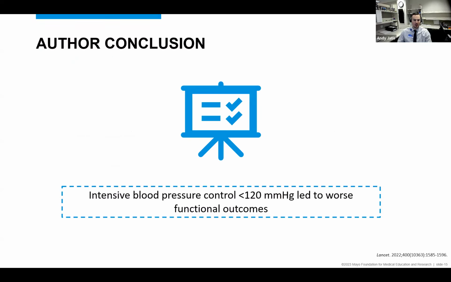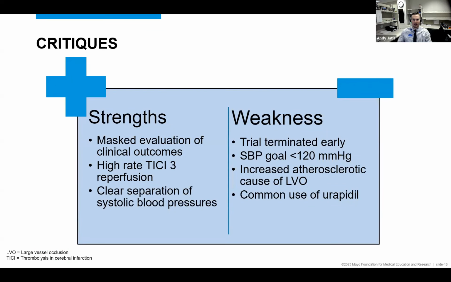Looking at the authors' conclusion, they thought, of course, that intensive blood pressure control, less than 120 millimeters of mercury, led to worse functional outcomes. So let's break this down a little bit and look at some critiques from this study. I think overall, it's worth mentioning a few strengths. Even though it was a non-blinded trial, they did at least mask the evaluation of the clinical outcomes. Of course, the clinicians taking care of the patient knew if they were in the intensive versus non-intensive group. It would be quite hard to target a blood pressure otherwise, but the people actually evaluating their modified Rankin scores and some of the other outcomes were at least masked to that.